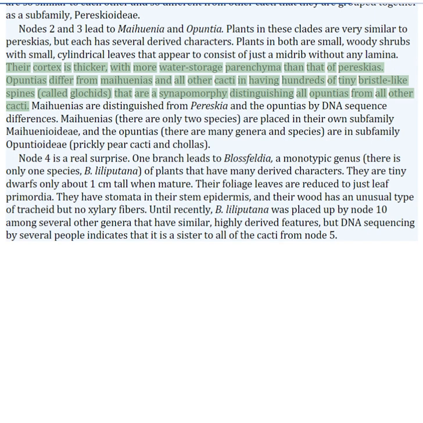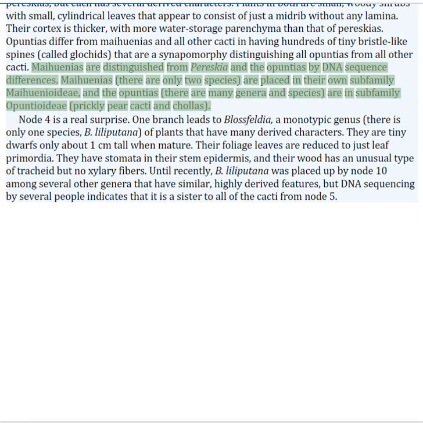Opuntias differ from Meiwenias and all other cacti in having hundreds of tiny bristle-like spines that are a synapomorphy, distinguishing all Opuntias from all other cacti. Meiwenias are distinguished from Pereschia and the Opuntias by DNA sequence differences. Meiwenias are placed in their own subfamily Mehuenioideae, and the Opuntias are in subfamily Opuntioideae.